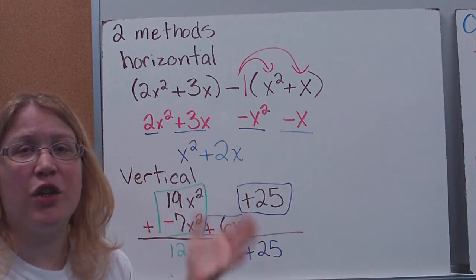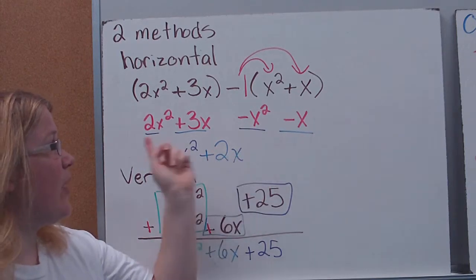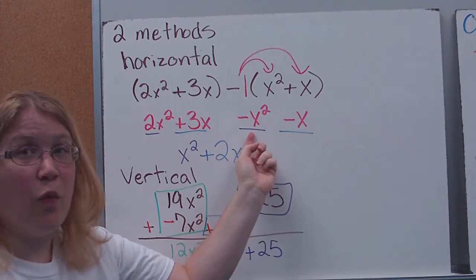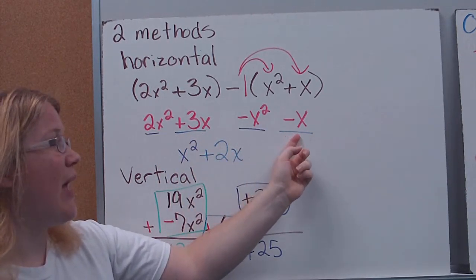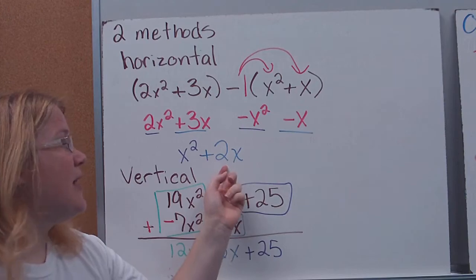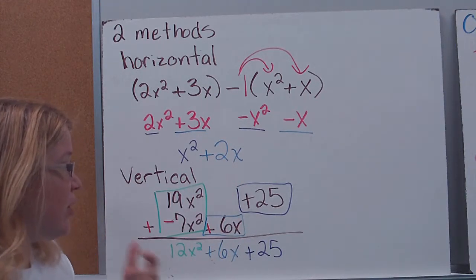Then you'll see I just underlined in color the same ones. I have an x squared and a negative x squared, so 2x squared and -1x squared leaves me with 1x squared. Positive 3x and a -1x leaves me with a positive 2x. So there's my answer. The other thing you can do is stack them.